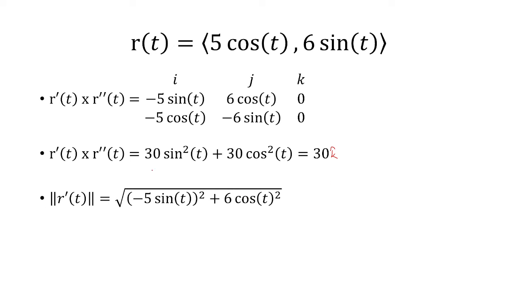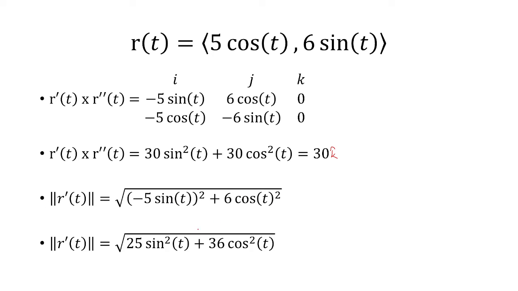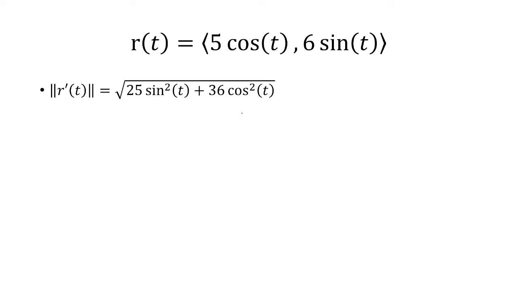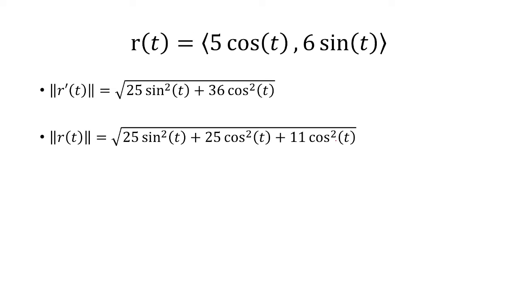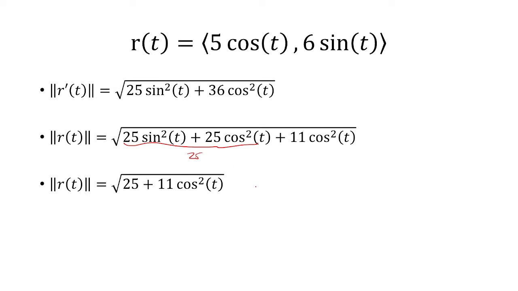All right, and then we need to take the length of r prime of t, which was negative 5 sine of t and 6 cosine of t. Square each one of those, add them. We get 25 sine squared plus 36 cosine squared. I'm going to break this up so that it's 25 cosine squared plus 11 cosine squared, because now this is going to equal 25.